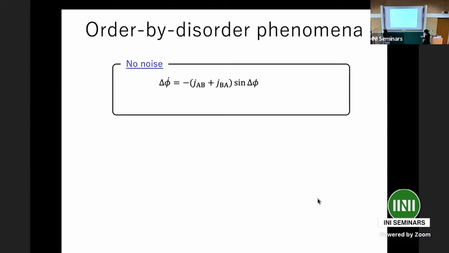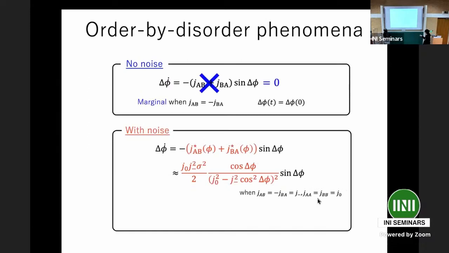But because there is noise, this noise will generate a new fixed point, which is given by cosine delta phi equals zero. Actually, it's more involved. I'm just picking the JAA equals JBB case, and if they differ, the expression will differ a little bit. But either way, you'll get a new fixed point that's generated by what I would call an entropic noise, and that will give rise to this fixed point. Did that answer your question? Yeah. Thank you very much.